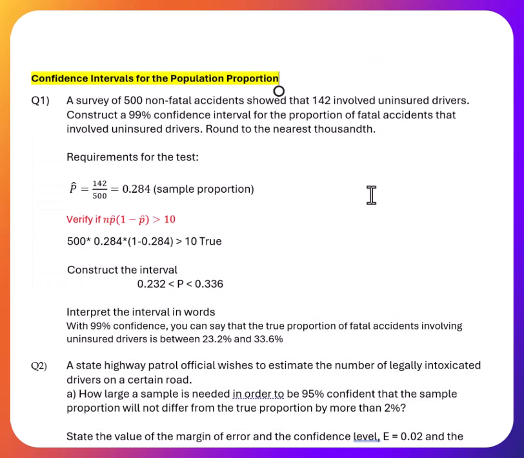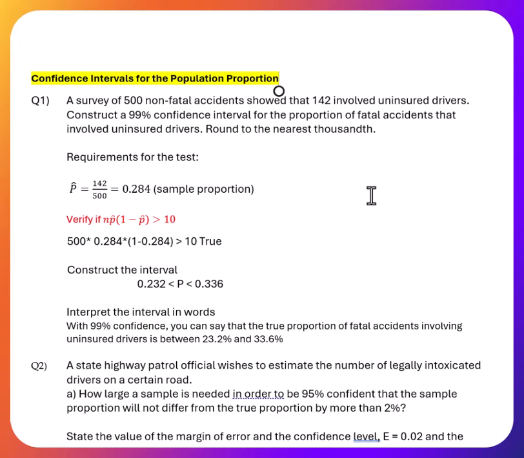Okay, we're going to begin with explaining how to find a confidence interval for the population proportion. Proportion means a percent. So I'm going to begin with question number 1.